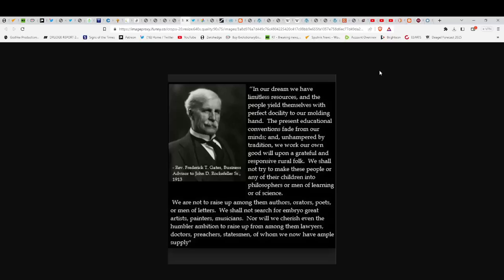In our dreams, we have limitless resources. The people yield themselves with perfect docility to our molding hand. The present educational conventions fade from our minds, and unhampered by tradition, we work our own good will upon a grateful and responsive rural folk. We shall not try to make these people or any of their children into philosophers or men of learning or of science. We are not to raise up amongst them authors, orators, poets, or men of letters. We shall not search for embryo great artists, painters, or musicians, nor will we cherish even the humbler ambition to raise up from among them lawyers, doctors, preachers, statesmen, of whom we now have ample supply.